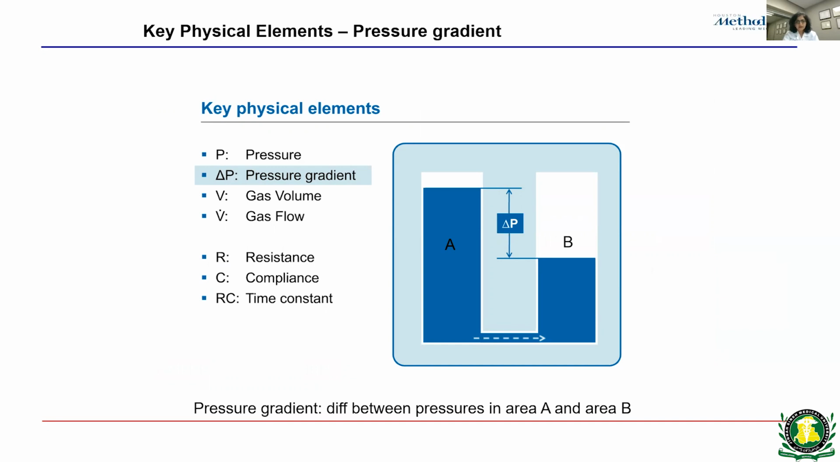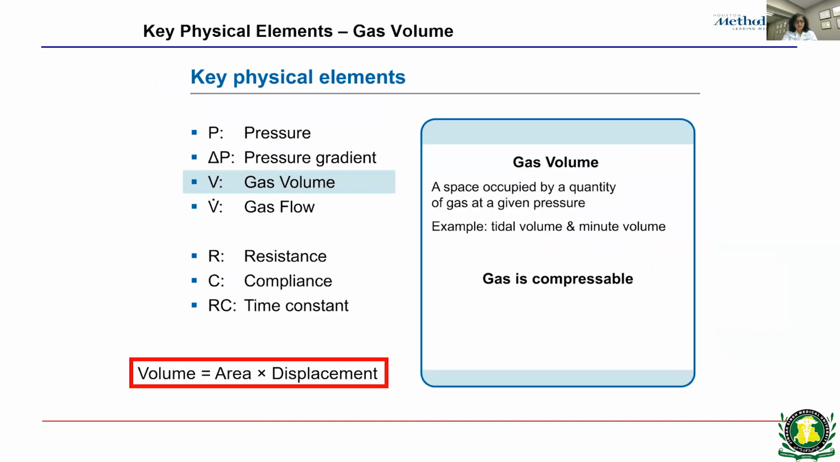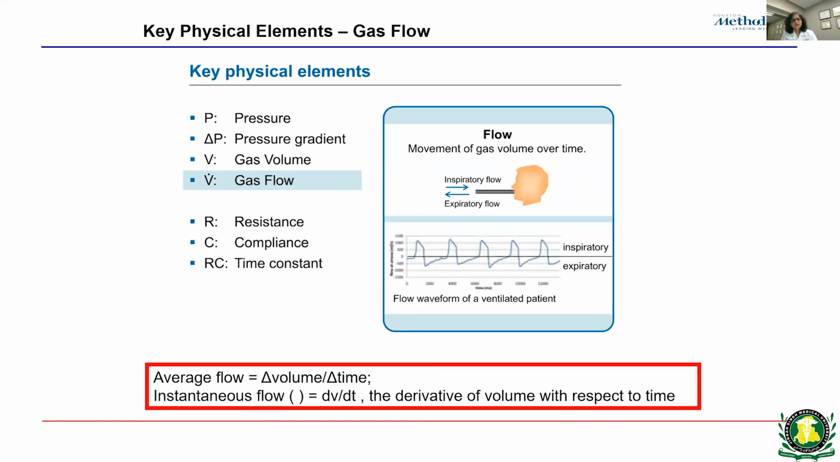What is gas volume? Volume is a measure of the space occupied by a quantity of gas at a given pressure. Tidal volume and minute volume are examples of gas volume. What is gas flow? Gas flow refers to movement of gas volume over time. Inspiratory flow is the flow towards the patient and it has a positive value. And expiratory flow is the flow away from the patient and it has a negative value.